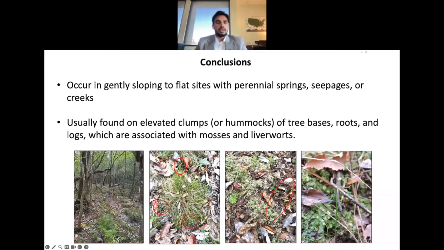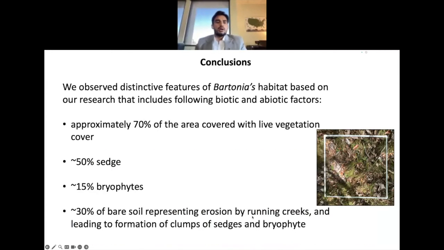So this plant, as you see in these pictures, occurs in gently sloping to flat sites with perennial springs and seepages or creeks. And this is usually found on elevated clumps of tree bases and roots, which are associated with mosses and liverworts. We observed distinctive features of Bartonia's habitat based on our research that include the following biotic and abiotic factors.